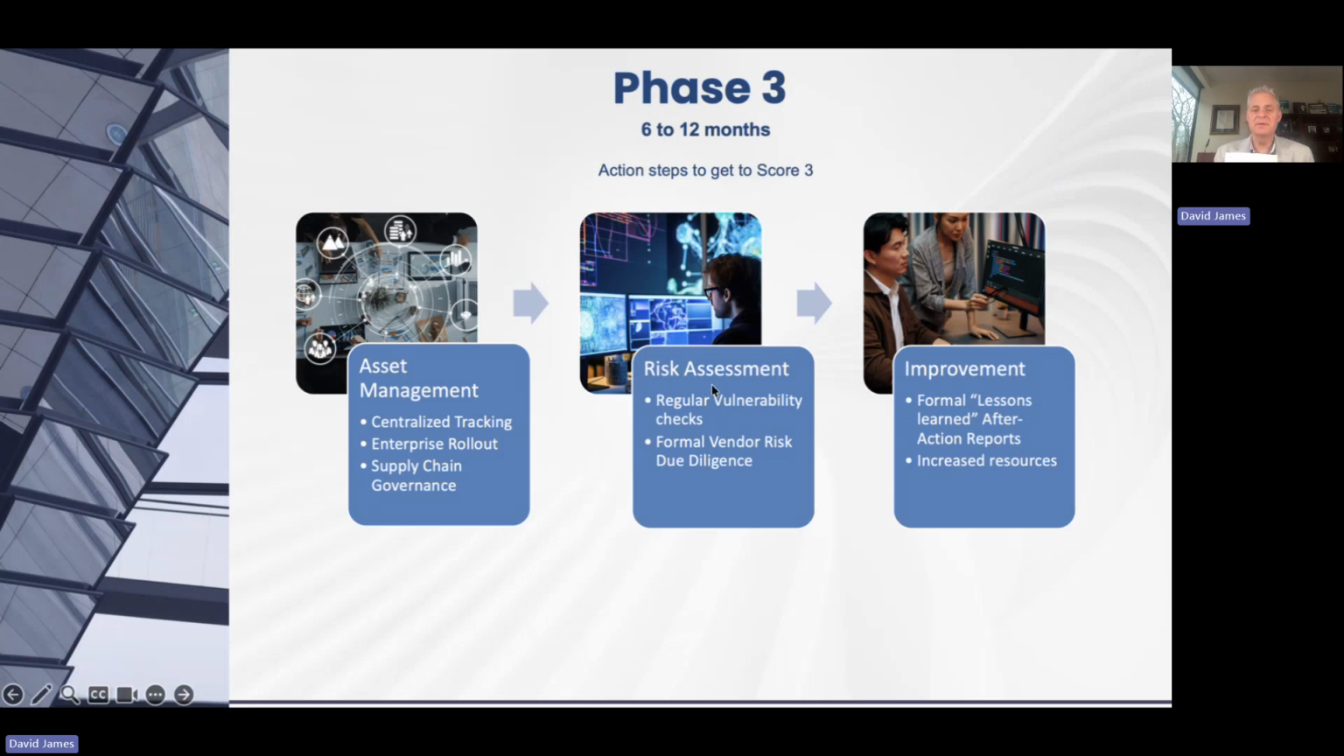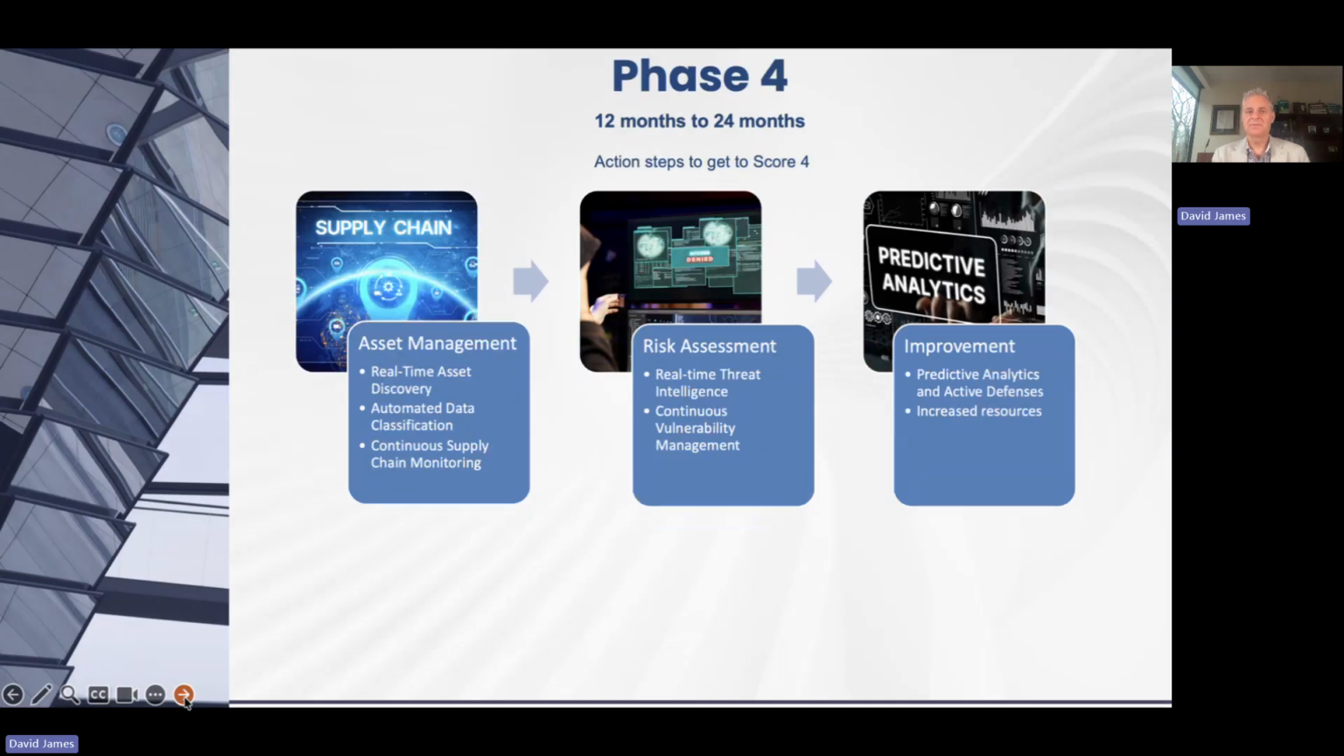Same thing in the risk management. We're going to be having a formal vendor due diligence process, also doing vulnerability checks, which are penetration tests of our network. Our improvement process will continue to have more formal lessons learned. In this case, we will be adopting after action reports. I will be asking the board for more resources at this point because we will now need to be bringing in external consultants and things of this nature.